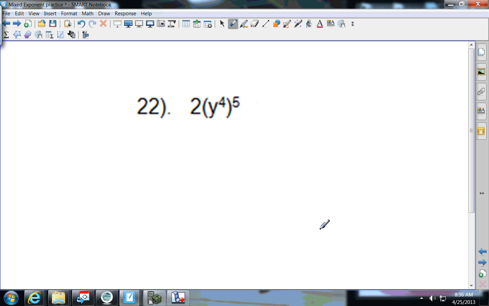There's number 22. The 2 is outside of it, so leave the 2 here. Now I've got y to the 4th power to the 5th power. So take 4 times 5. So we get y to the 20th. That's your answer because there's no other coefficient to multiply 2 with.